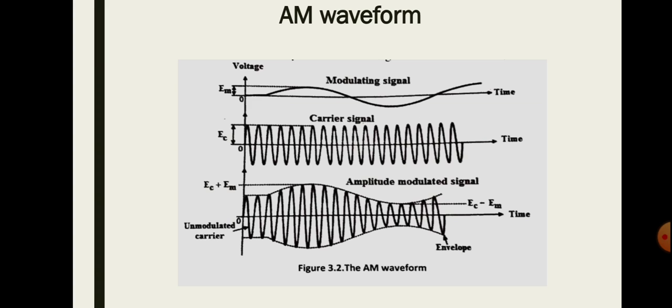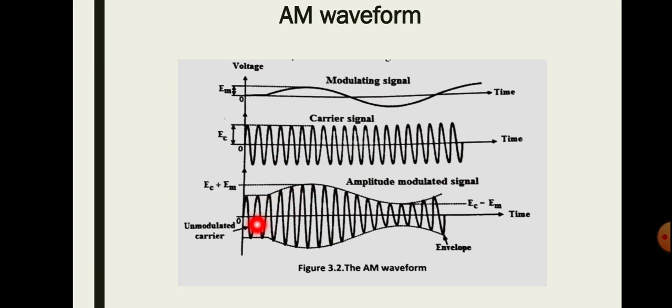So suppose this is the modulating signal which is shown here and its amplitude is EM, that is also shown here. Amplitude of modulating signal is EM, and carrier signal is shown here. This is the carrier signal and its frequency is higher compared to the modulating signal, and both these signals are sine waves. Difference is that their amplitude and frequency are different, and here EC is the maximum amplitude of this carrier signal, and this is the amplitude modulated wave.